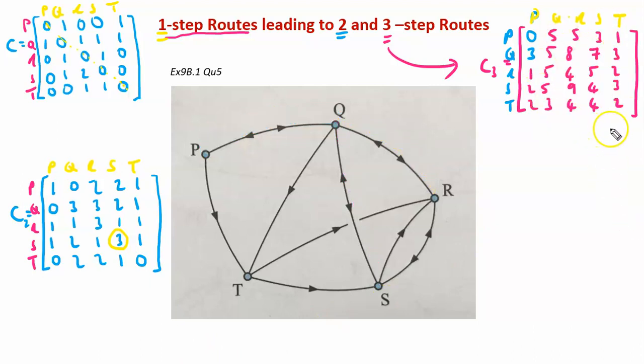So this is the answer you should have for your 3-step routes. You can see there's some very big numbers, like this one here, from S to R. There's 9 different ways that that's possible. From S to R, 9 different ways. That's crazy. And some not very many. R to P, there's only 1 way in 3 steps that you can achieve it.